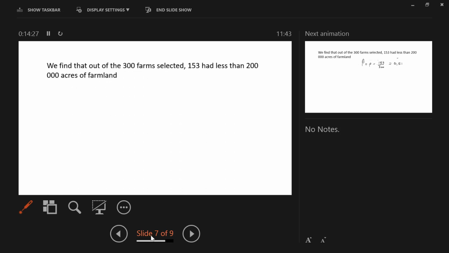But we found out of the 300 selected farms, 153 had less than 200,000 acres of farmland. So what is the proportion in my sample of 300 that had less than 200,000? It's obviously 153 divided by 300. That's my proportion in my sample with less. So out of the 300 counties in my sample, 153 of them had less than 200,000 acres under farmland. So that's 51%, or 0.51.